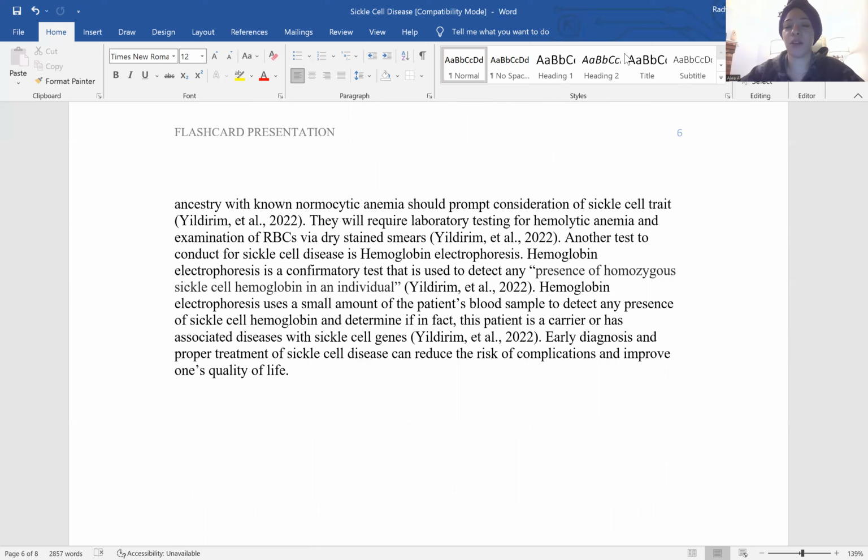They will require laboratory testing for hemolytic anemia and examination of red blood cells via dry stain smears. Another test to conduct for sickle cell disease is hemoglobin electrophoresis. Hemoglobin electrophoresis is a confirmatory test that is used to detect any presence of homozygous sickle cell hemoglobin in an individual. It uses a small amount of the patient's blood sample to detect any presence of sickle cell hemoglobin and determine if, in fact, this patient is a carrier or has diseases associated with sickle cell genes.